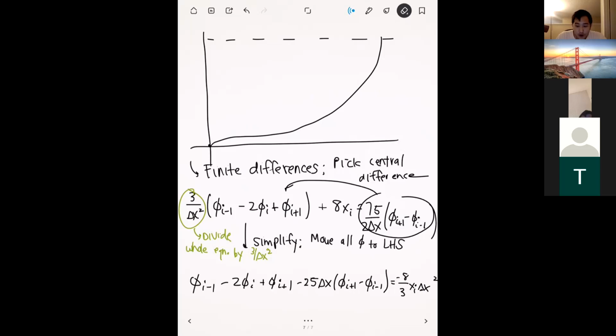Yeah, good question. So why did we choose central? So we chose the central scheme because it's the most accurate, okay? Because we know from before that forward difference and backward difference are only first order accurate, right? But central difference is second order accurate. And so as a first guess, because right now we don't really have anything better to go on, we're just going to pick the most accurate scheme, which is central difference. Yes, that's a minus 8 over 3 xi delta x squared at the end.